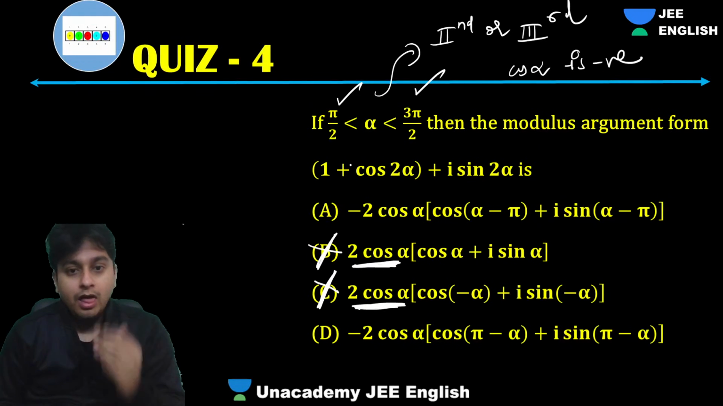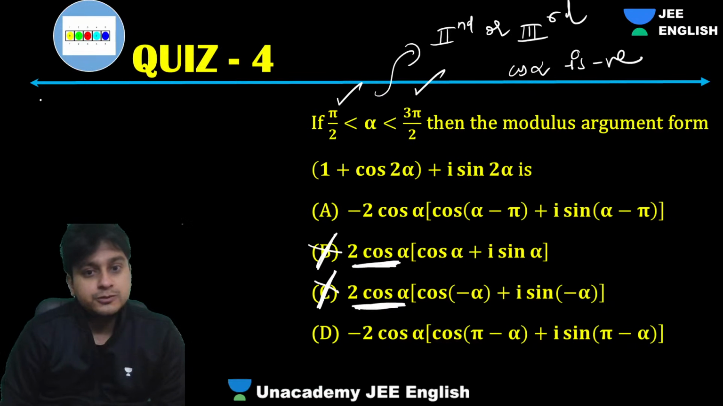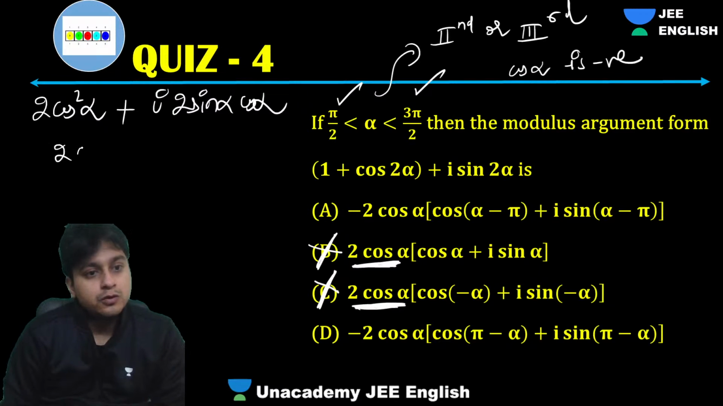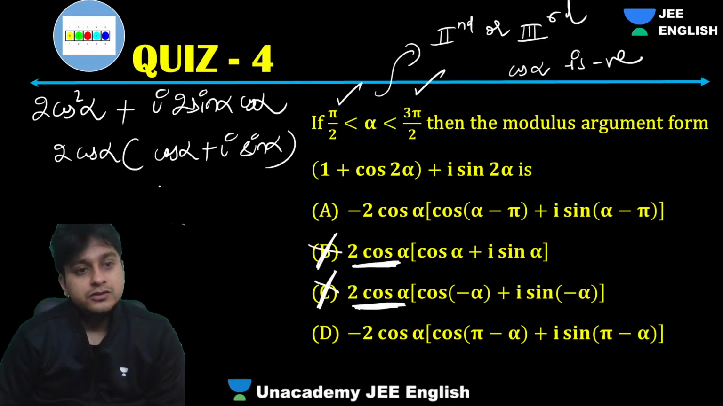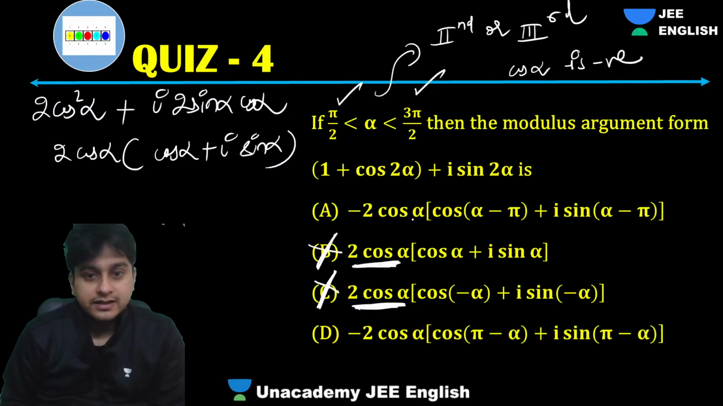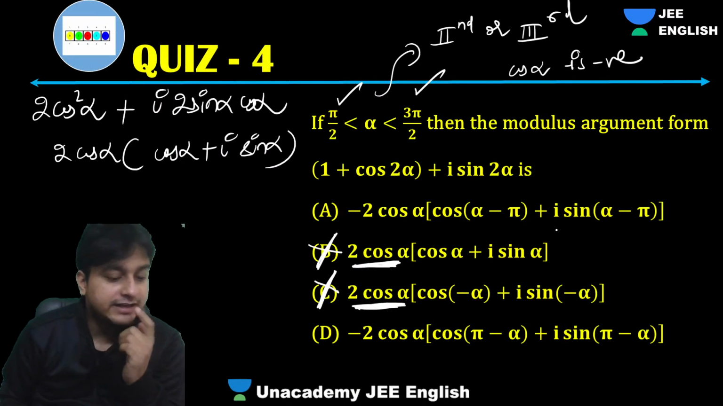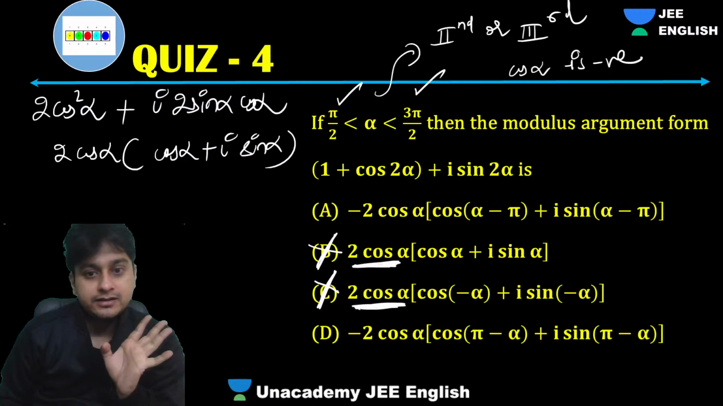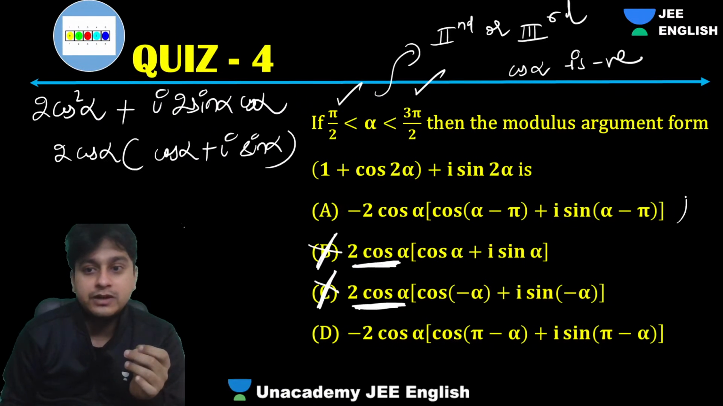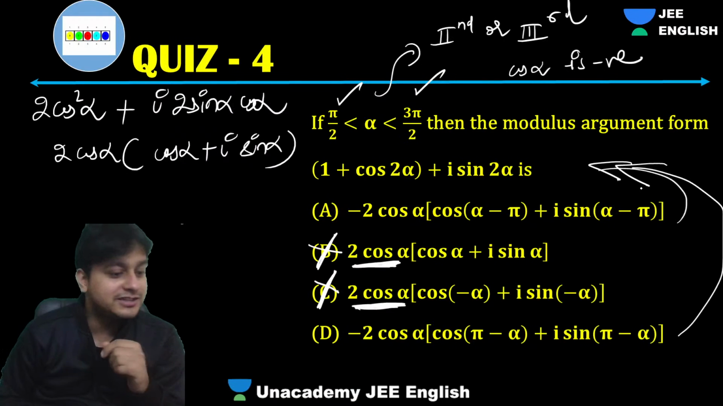First of all, if you simplify this one, what is 1 plus cos 2 alpha? That will be 2 cos square alpha, plus I sine 2 alpha, that will be 2 sine alpha cos alpha. If you take 2 cos alpha common, what you will get? Cos alpha plus I sine alpha. This value has to match Z. Both look correct, but actually it should match the original value. You cannot change the question.